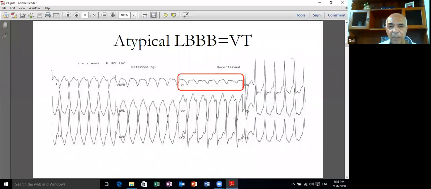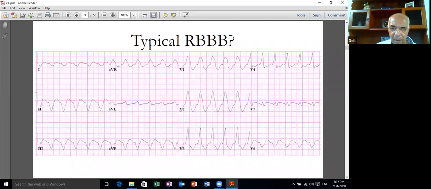Now, if you look into this 12-lead electrocardiogram, concentrate on V1: wide complex, initial R is wide, the descending limb of the QRS is notched, so that fulfills the criteria of the atypical left bundle branch block, and hence this wide complex tachycardia is a ventricular tachycardia.